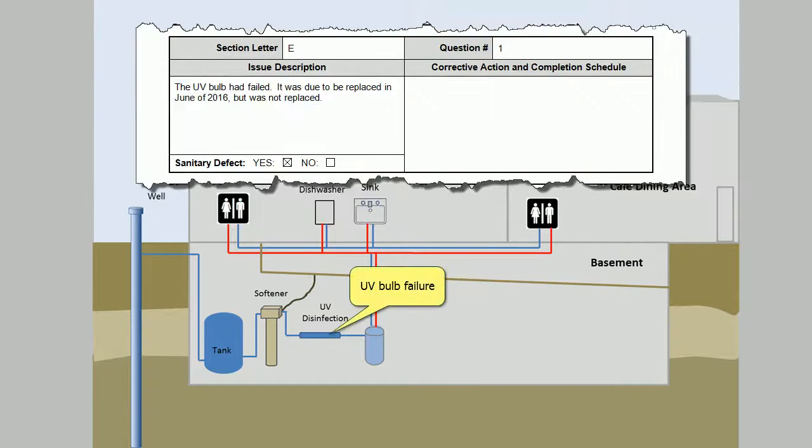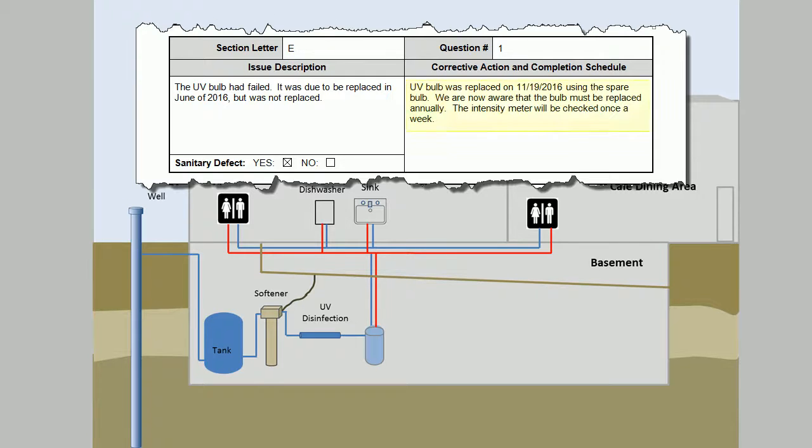The second sanitary defect identified was the fact that the UV bulb had failed. It was due for its annual replacement in June of 2016, but it was not replaced. This was found on 11/19 when the owner received the total coliform sample results. The owner had immediately replaced the bulb because he had a spare. DEP needs to see this explained in the corrective action column, even though the corrective action was already done, such as shown here. The system also notes that they are now aware of the need to replace the bulb annually and that the intensity meter will be checked once a week.